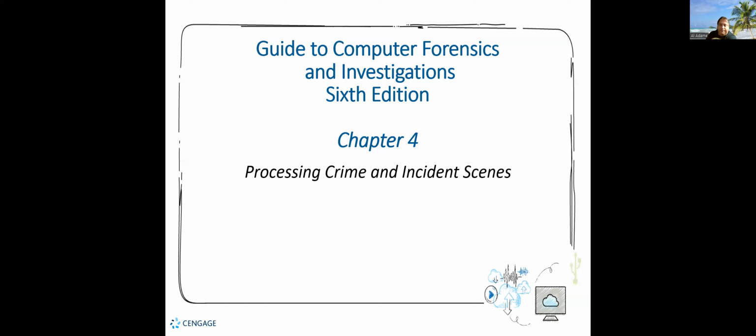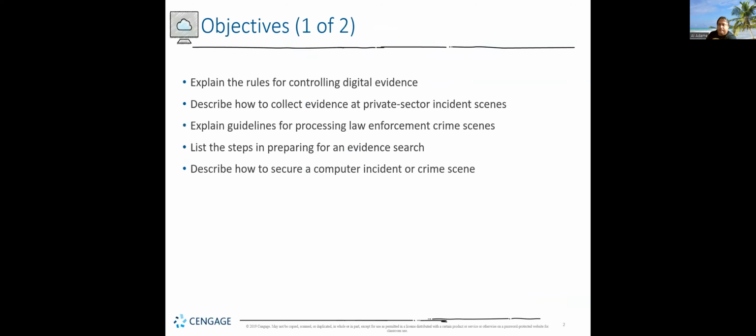So here's what we're going to go over in this unit. Here are the objectives, 1 of 2. Explain the rules for controlling digital evidence. Describe how to collect evidence at private sector incident scenes. Explain guidelines for processing law enforcement crime scenes. List the steps in preparing for an evidence search. Describe how to search a computer incident or crime scene.